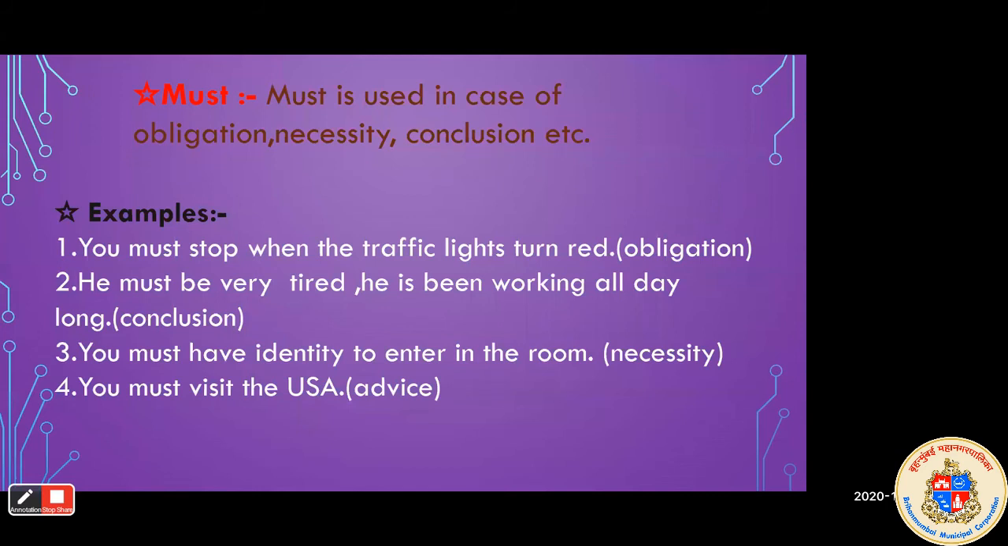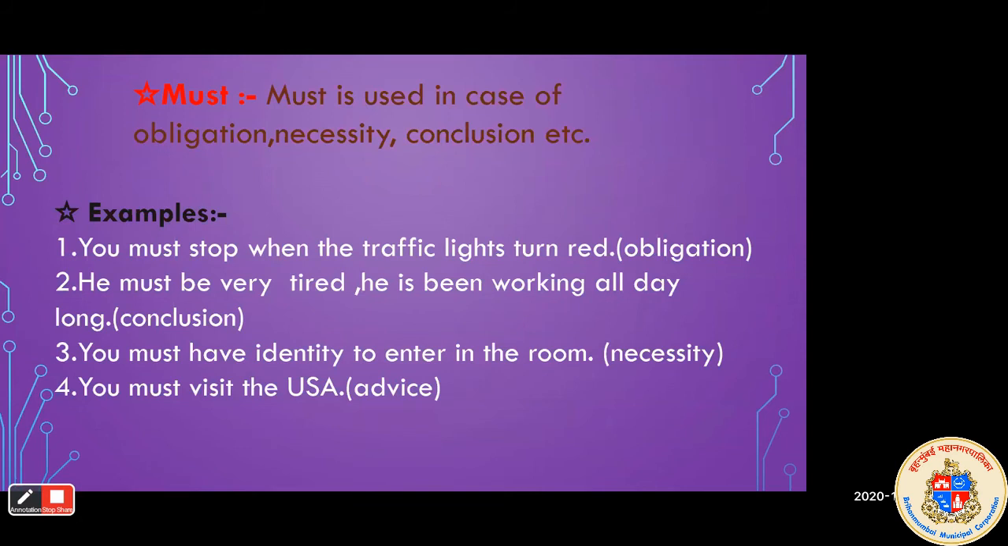Yes or no? If the traffic lights turn red, you have to stop. You must stop. Okay. Your obligation means what? You have to strictly follow these rules. At that time you have to use the modal verb must. The second sentence you can see here, he must be very tired. He has been working all day long. Conclusion. What is the conclusion here? He is very tired because he worked hard all day. Yes sir. Here conclusion is shown with the help of must.